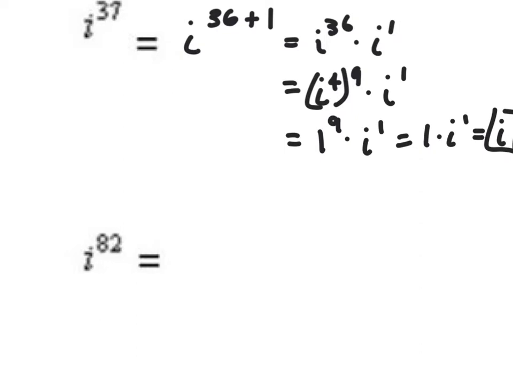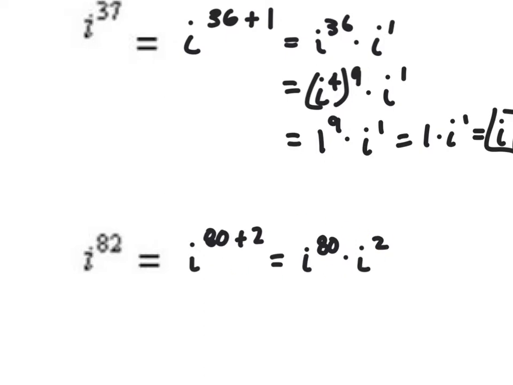Let's do i to the 82nd power, and let me rewrite this as i to the 80th power plus 2, okay? And then let's rewrite this as i to the 80th times i squared, okay? And remember, the reason I'm doing this, guys, is because if I take i to the 80th and i squared, I would add my exponents, and 80 plus 2 just gives me 82, all right? So I'm just using rules of exponents right now.